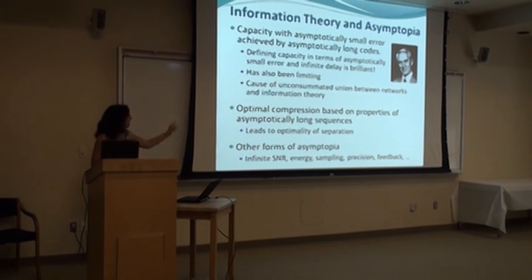In particular, it's led to what's known as the unconsummated union between networks and information theory. Does anybody know what that means? And feel free to speculate as widely as you like, or where this notion came from, of this unconsummated union.